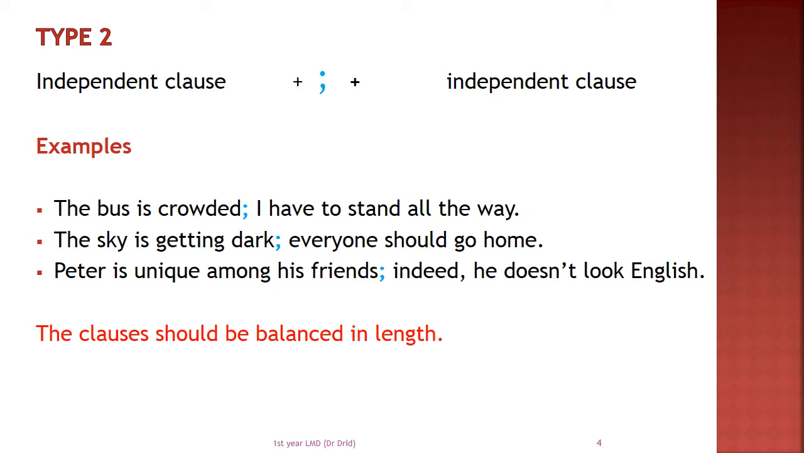Peter is unique among his friends; indeed, he doesn't look English. This is one sentence, a compound sentence. When you link two independent clauses in this way to form a compound sentence, make sure that the length of the two clauses is balanced. You cannot link a very short clause with a very long one. So the clauses should be balanced in length.